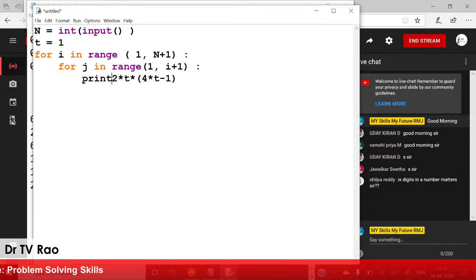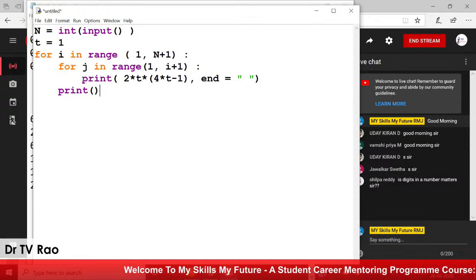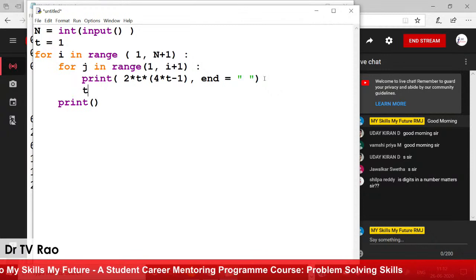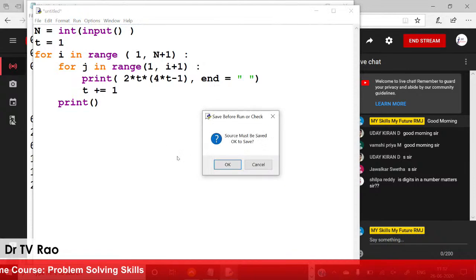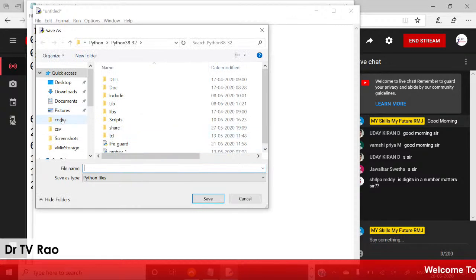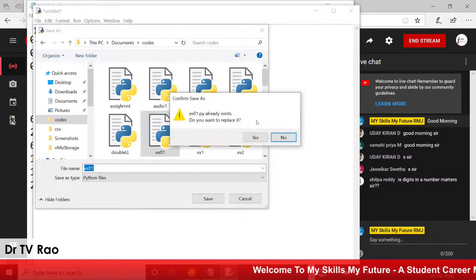Let us print it. If you have one more term, let it be printed in the same line. After printing this line, let us go to the next line. Before going to the next line, what you should do? You should increase the number of terms by 1. Okay, so let us check the output. Say I want 3 lines of output. Save this somewhere in your hard disk.